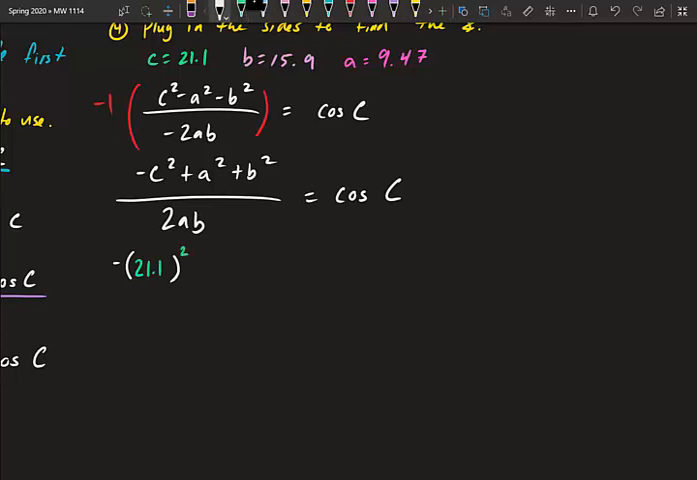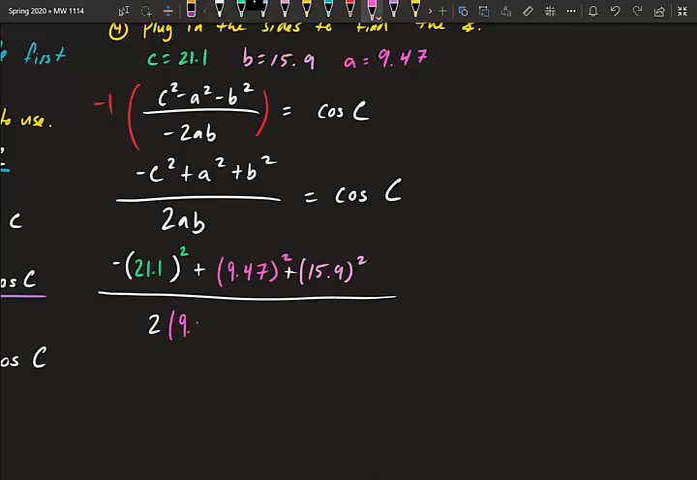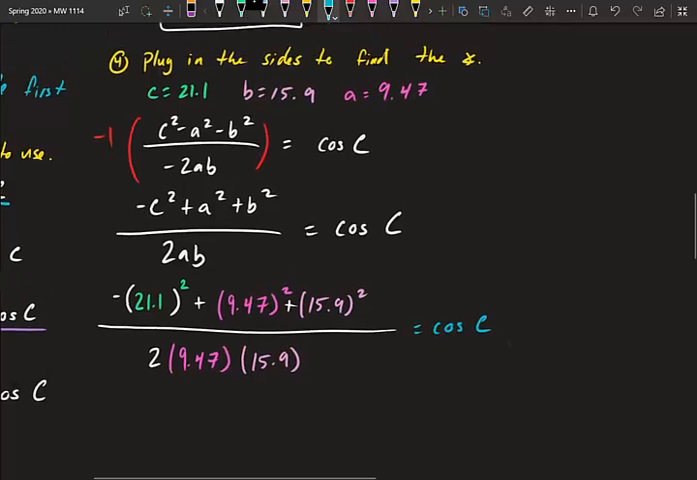Then we have plus a squared, so 9.47 squared. And then we have b squared, so 15.9 squared. Sorry, there's a plus in between. And that's over 2 times ab, so 9.47, and then we have our b, which is 15.9. And that all equals cosine c, because that's what we're trying to find.